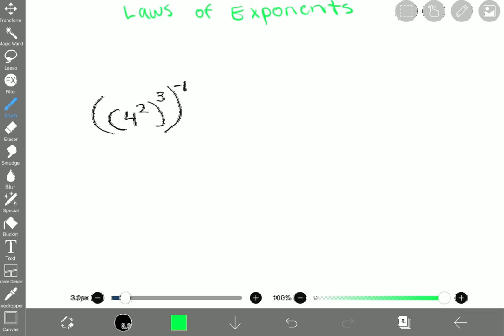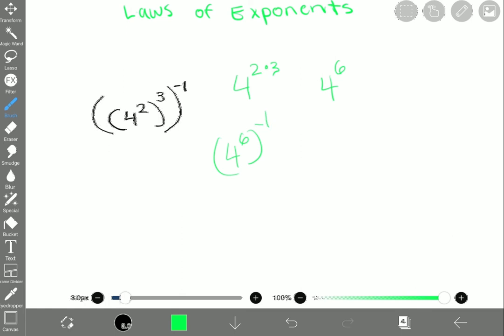Remember, this was a law of multiplication. So that's going to be 4 to the power of 2 times 3. That's going to be 4 to the power of 6. Then we put that back into the equation. It's 4 to the power of 6 to the power of negative 1.